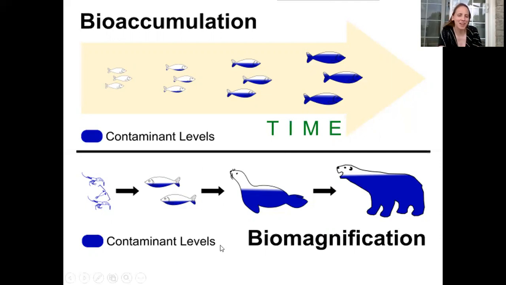Organisms that are lower trophic levels are going to have lower levels of contamination, whereas organisms that are higher trophic levels, like in this case the polar bear, are going to have higher levels of contamination.